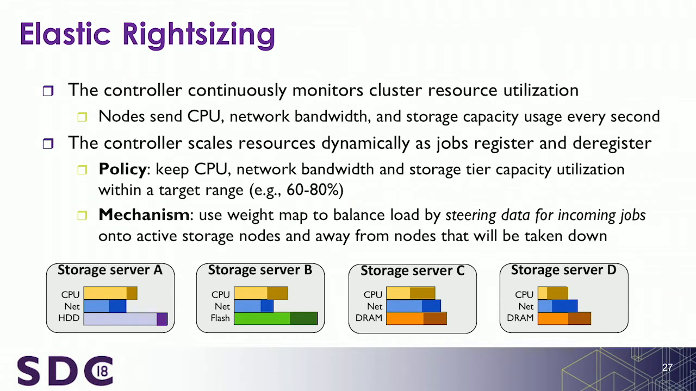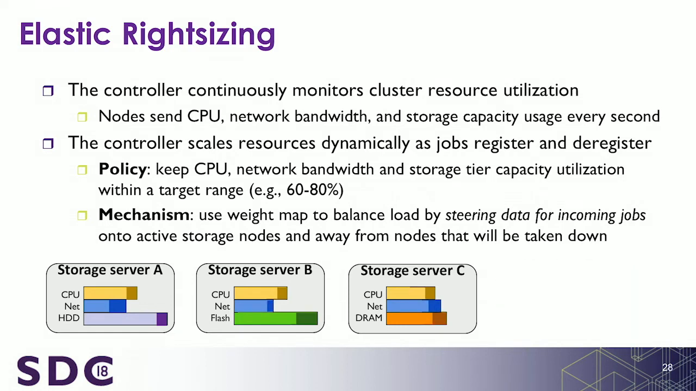So for example, if we take the 4 storage servers that we had and we decide that we don't need as many DRAM resources, or we can take down storage server D, what we're going to do is steer data for new incoming jobs away from server D and onto the other storage servers, such as B and C, so their resource utilization will increase. And if we're not steering any new data to server D, eventually its data and its resource usage will decrease. And at this point, we can remove that node.